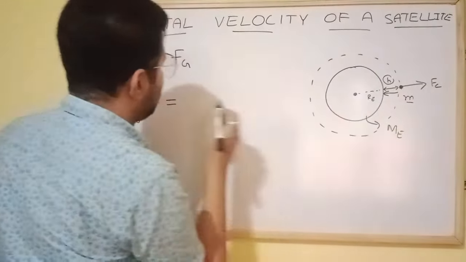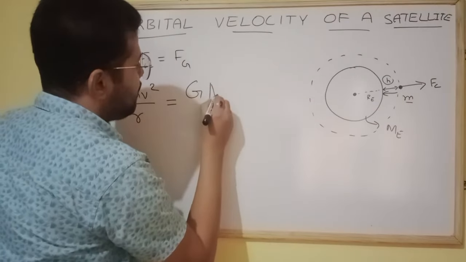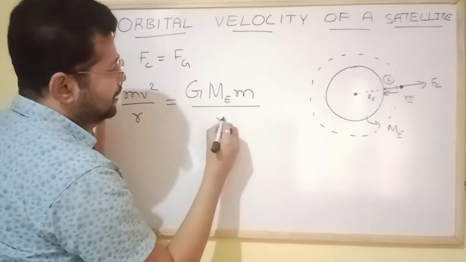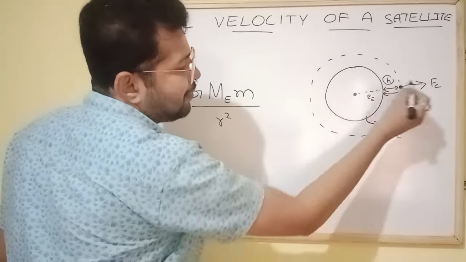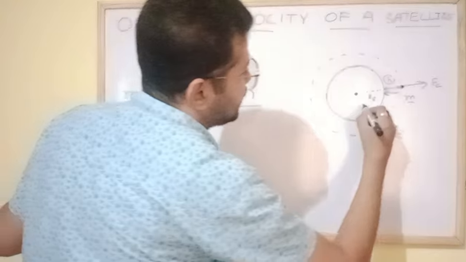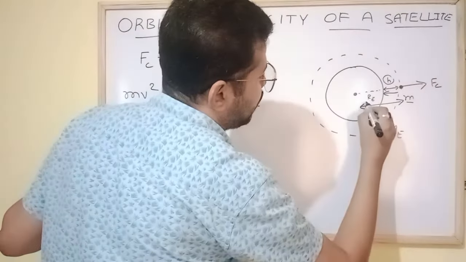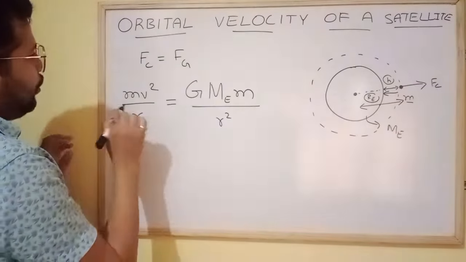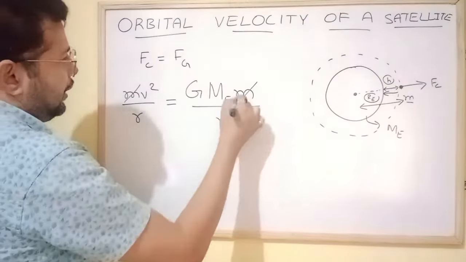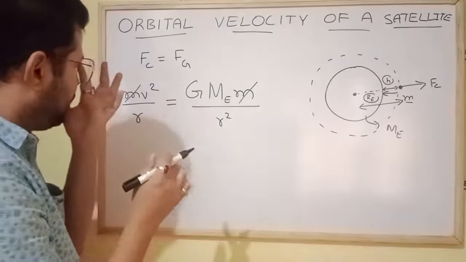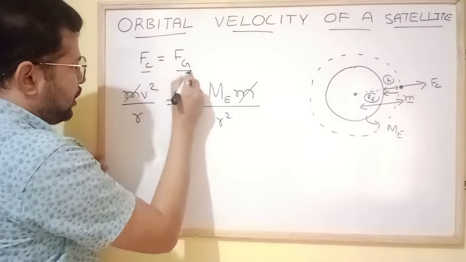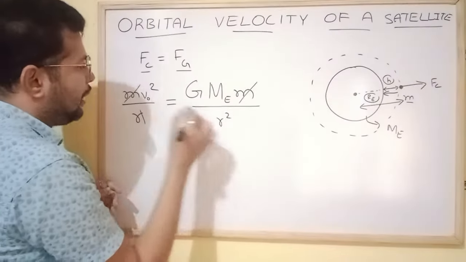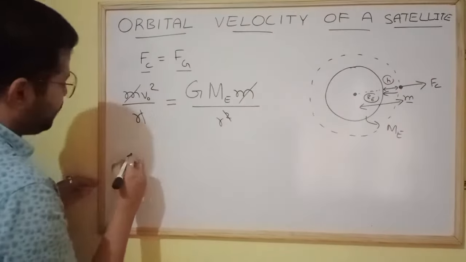Gravitational force between the earth and the satellite is equal to G into mass of the earth into mass of the satellite divided by r square. r is the distance between the earth and the satellite, so basically this distance is equal to Re plus h. Now we can cancel the mass of the satellite m. When the centripetal force becomes equal to gravitational force, the corresponding velocity, we can write it here, is the orbital velocity, and one r gets cancelled.